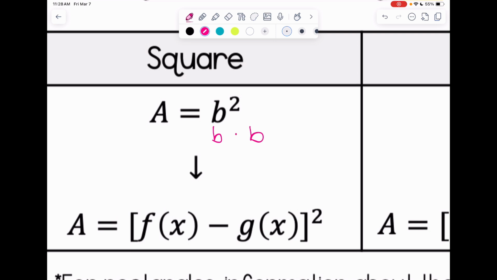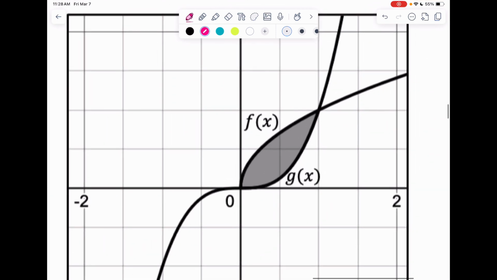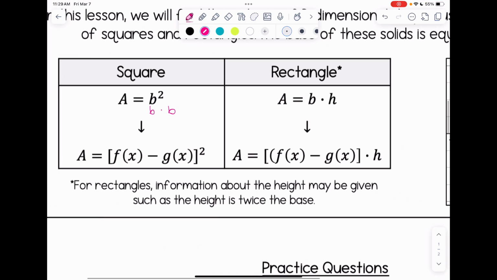And as we saw in the applet, and you can almost see in this picture, we imagine all of these square cross-sections. So the length of the base is f of x minus g of x. And again, if I zoom out and scroll over here, you could see that's how we're developing this area formula. The length of the base is the difference between the two functions, and then to find the area, we're just going to square that.